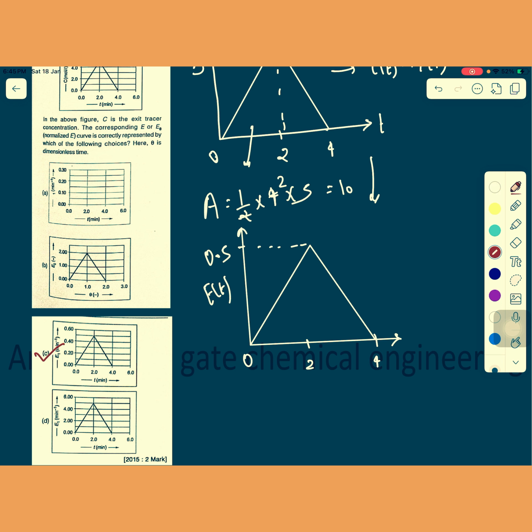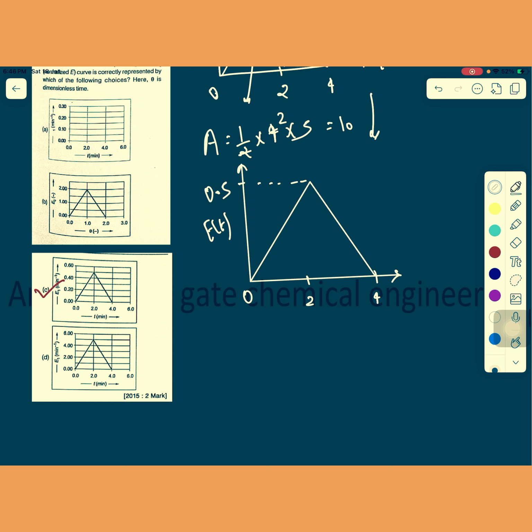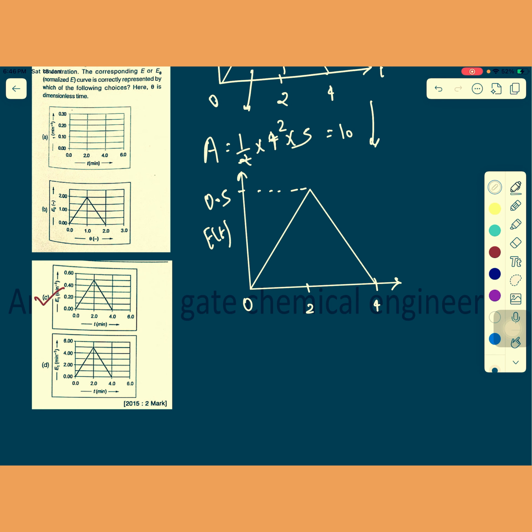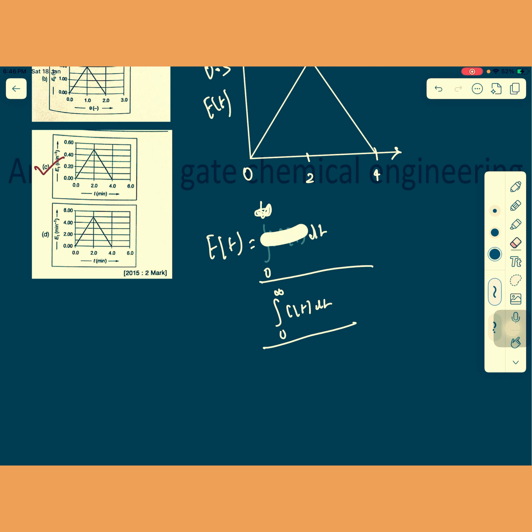Is that clear? So you have to divide, because what is E(t)? You just have to divide these things by the whole area. So the value of the exit distribution function can be written as integral 0 to infinity t into C(t) dt divided by integral 0 to infinity C(t) dt, right? Sorry. So obviously C(t) divided by the integral 0 to infinity. Again I'll write these things.